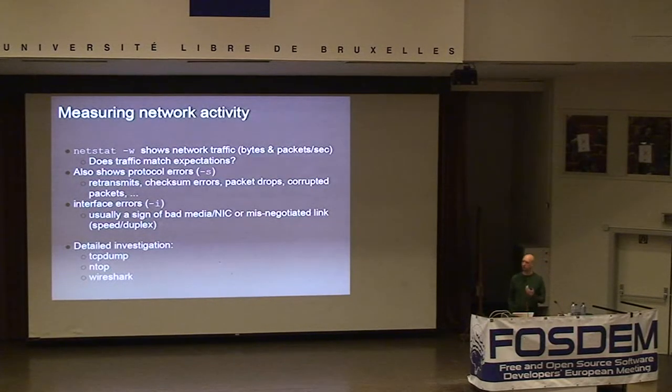netstat can show you protocol errors, so there are quite detailed statistics for things like UDP checksum failures, TCP retransmissions, a whole variety of corrupted packet statistics, and so on. It can also tell you about interface errors, which is perhaps less common these days, but depending on the hardware, if you have a bad switch involved, it can misnegotiate the duplex settings or the line rate settings, and then you'll typically get very bad performance on that link.